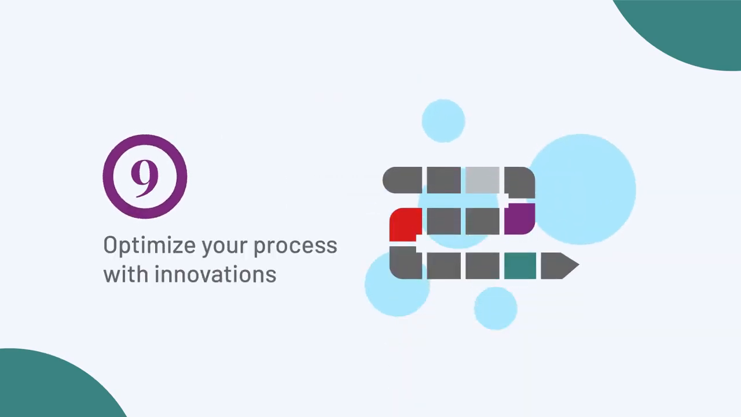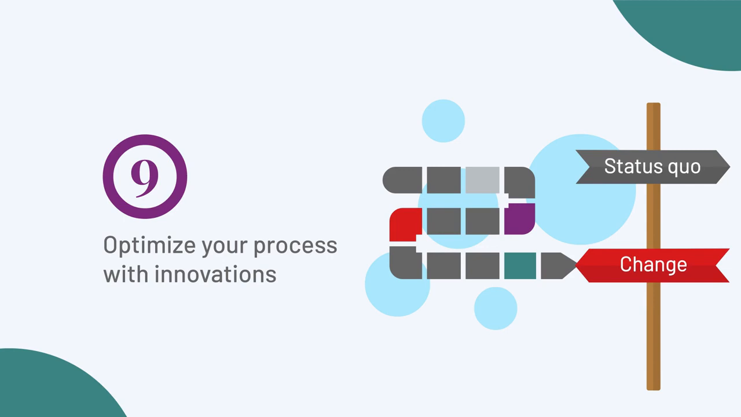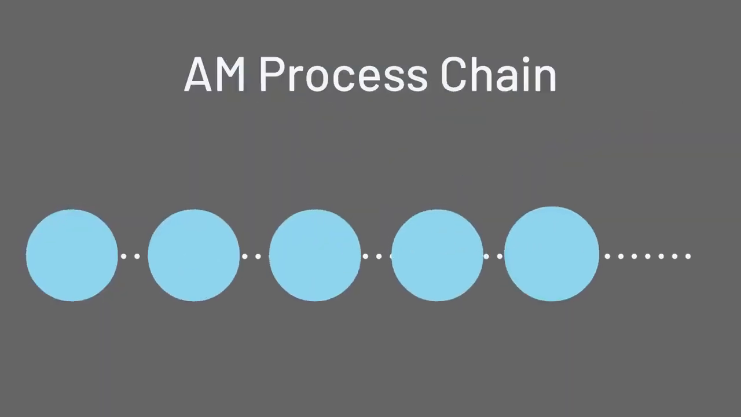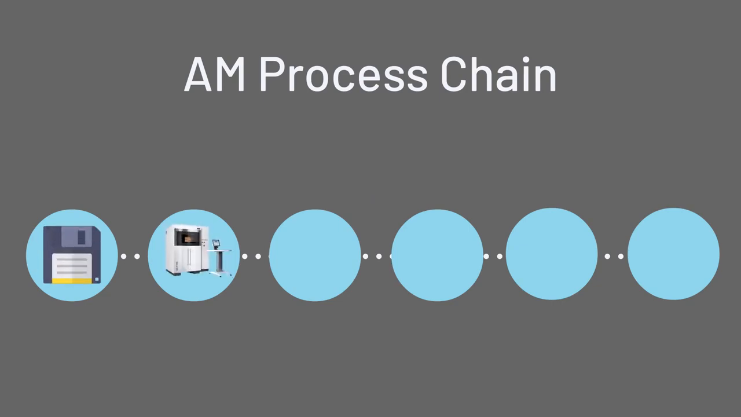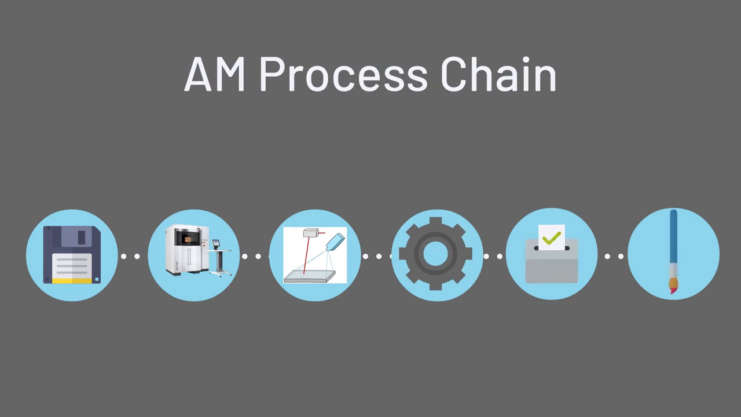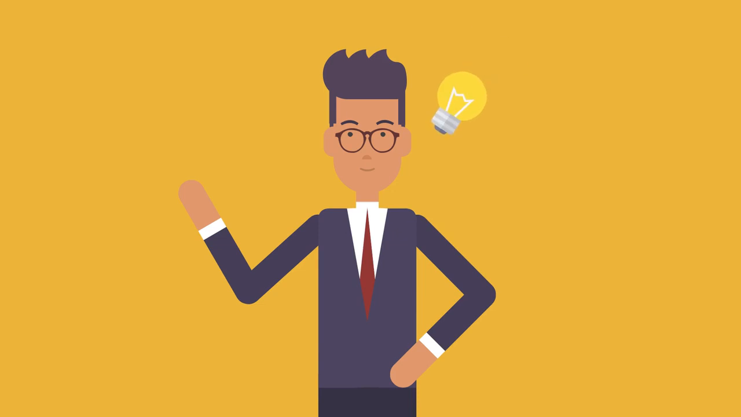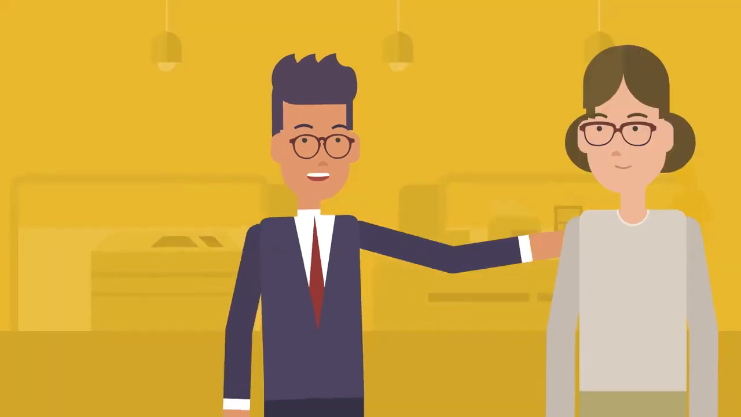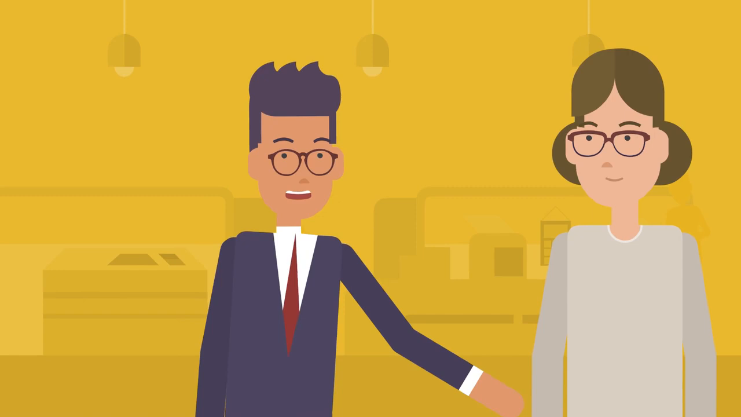Number 9. Optimize your process with innovations. Challenge the status quo to do better. Focus on topics throughout the entire AM process chain. From data preparation, machine setup, and the build process itself, including process control, to decommissioning and post-processing of parts. You have an idea and think it might be a good fit? If so, we look forward to hearing from you.